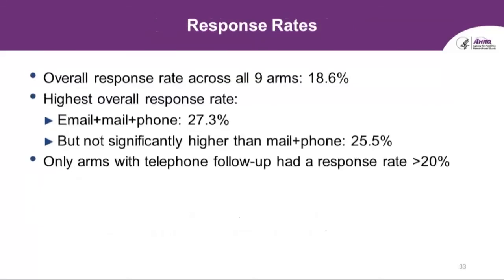So the overall response rate across all 9 arms was 18.6%, so still lower than we'd hope. The highest overall response rate was in the email plus mail plus phone arm, where we saw a 27.3% response rate. But this was not significantly higher than our reference arm, the mail plus phone, which had a 25.5% response rate. All of the other arms had a response rate less than 25.5%.